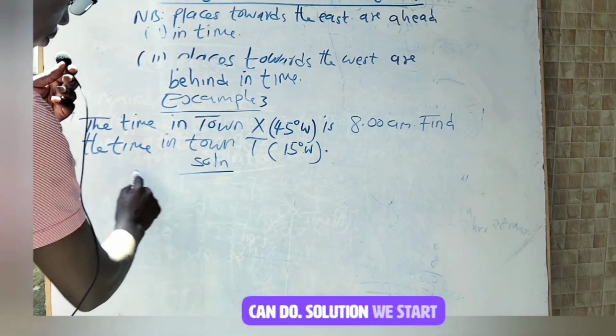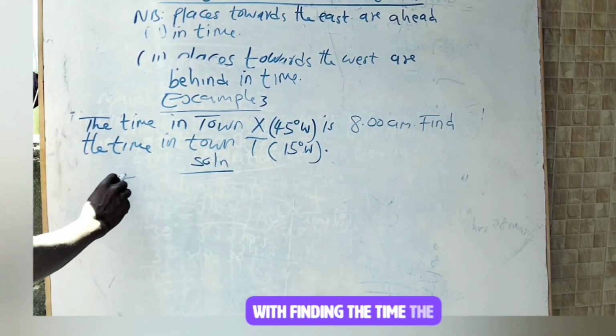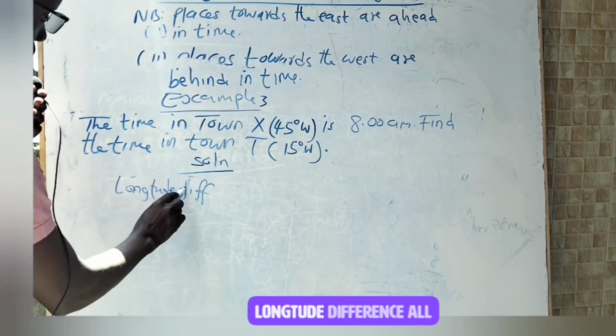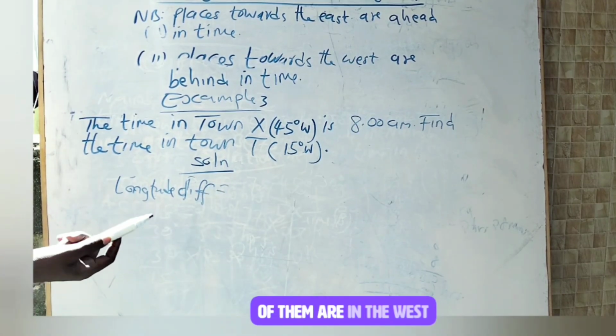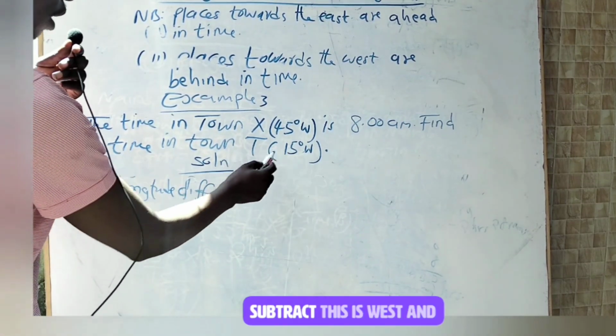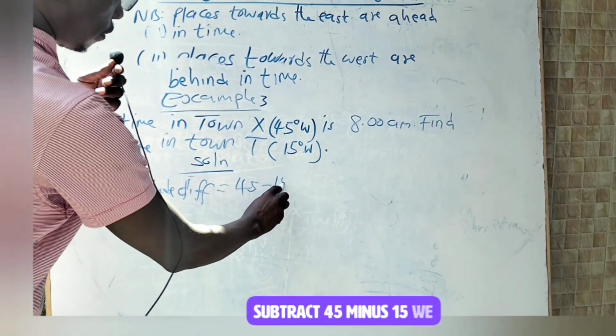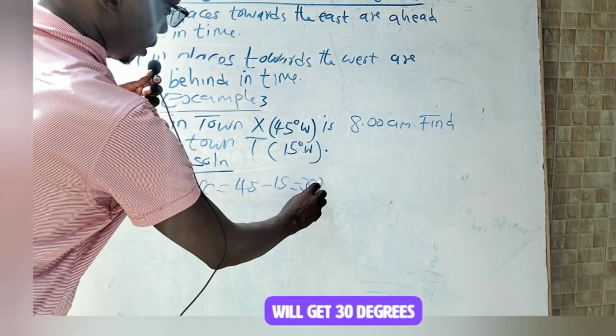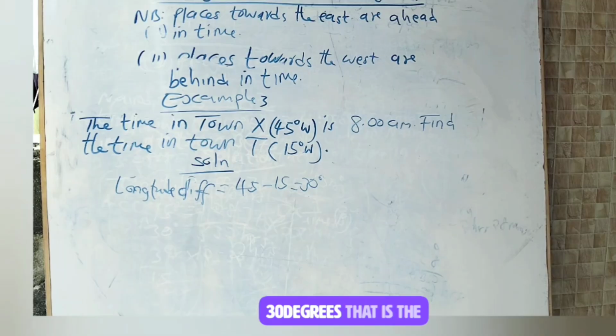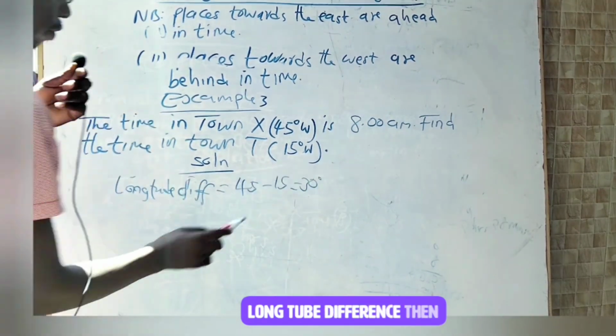Solution. We start with finding the longitude difference. All of them are in the west. So what do we do? We subtract. This is west and this is west. So we subtract 45 minus 15. We will get 30 degrees. That is the longitude difference.